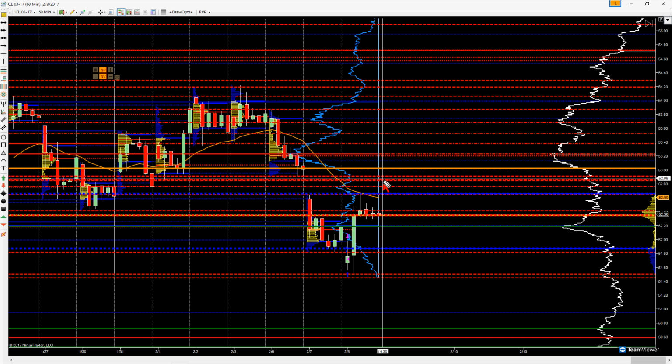Let's give ourselves a marker there. Okay, so we're trading outside of yesterday's range. We're opening in a gap up. What we are going to initially anticipate is going to be a.